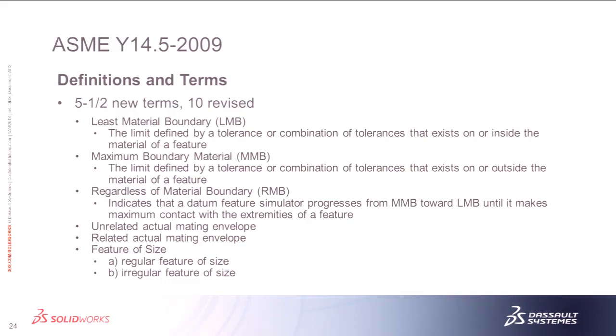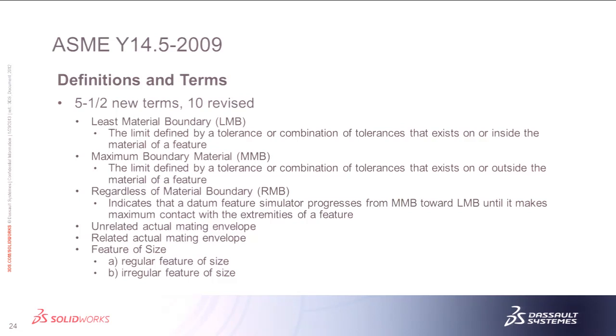Pretty much the same functionality as MMC and LMC, but it applies to profile tolerances now. So they did a whole explanation of what they are. One of the big things they did in the standard is expand the use and the capabilities of profile tolerancing. And to go along with it, you've got the new definitions here for LMB, MMB, and RMB. They discuss unrelated and related actual mating envelopes and feature of size. We've always had a regular feature of size, holes, and now they've added in how to treat irregular features of size.